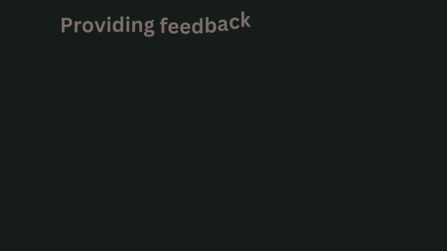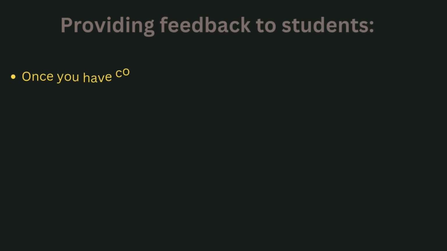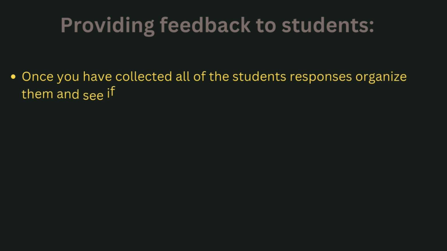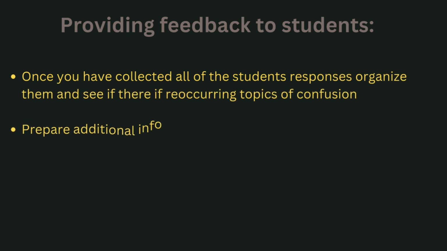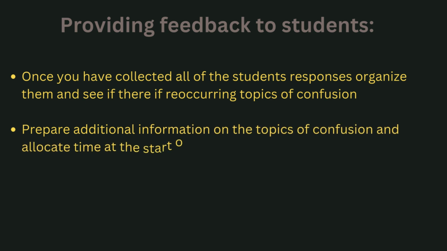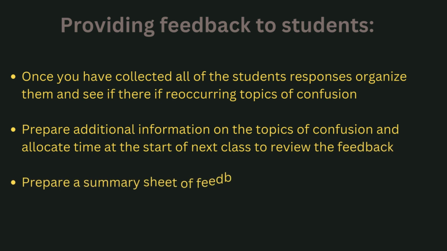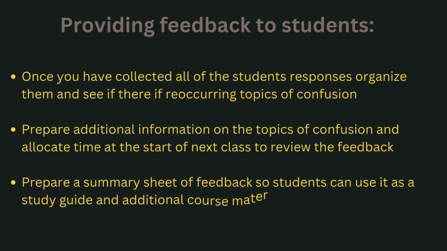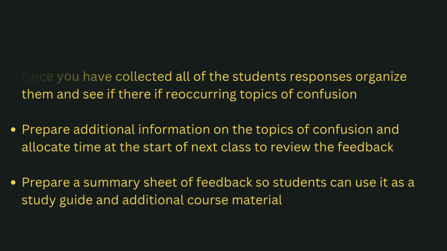When you're preparing feedback for the students, once you've collected all of the students' responses, organize them and see if there is a recurring topic of confusion. This will also allow you as the instructor to make any adjustments to the course moving forward. Prepare additional information on topics of confusion and allocate time at the start of the next class to review the feedback. Prepare a summary sheet of feedback so students can use it as a study guide and additional course material.